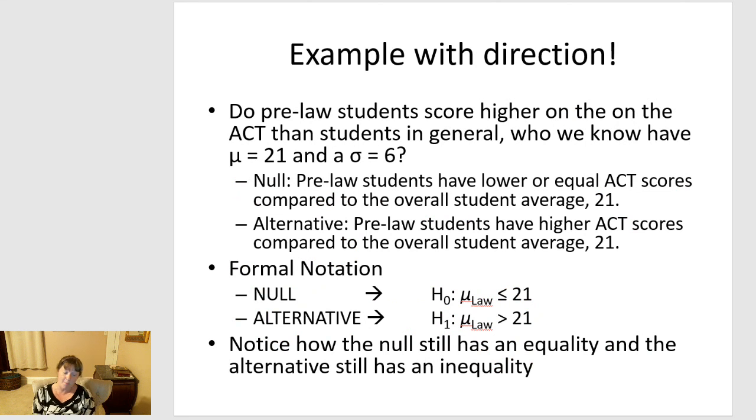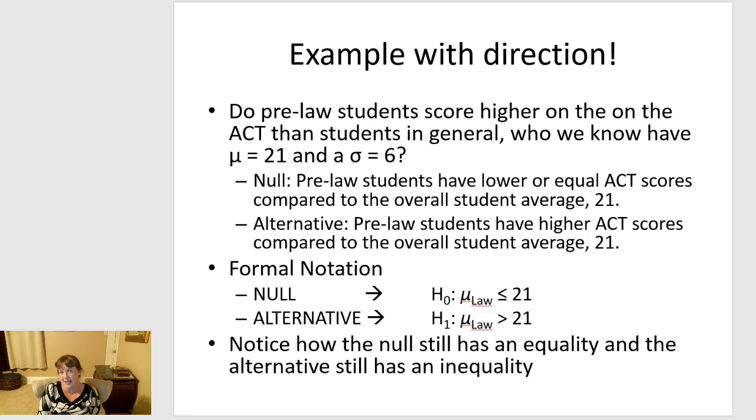So let me give you an example with direction, right? And how I would translate the research question into these formal ideas. So let's say I'm a lawyer. And let's say I'm an arrogant lawyer, and I'm just super into my profession, and I just think my profession is super awesome. And I'm curious. I say to myself, I wonder if pre-law students have ACT scores that are higher than average, higher than the general population. And so I say to myself, okay, pre-law students, do they have higher ACT scores?